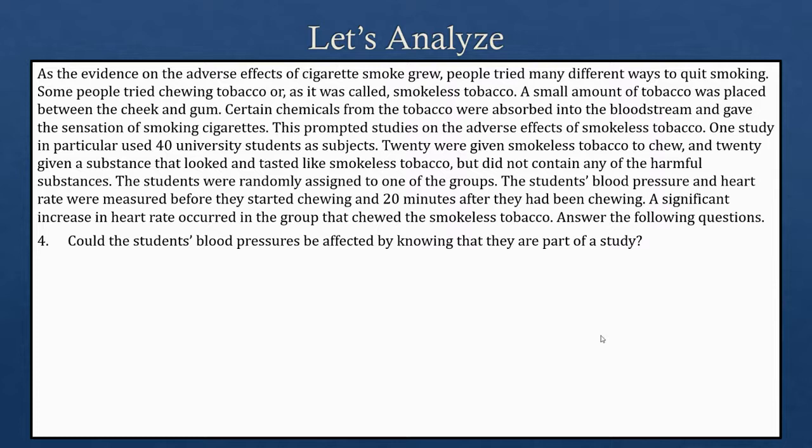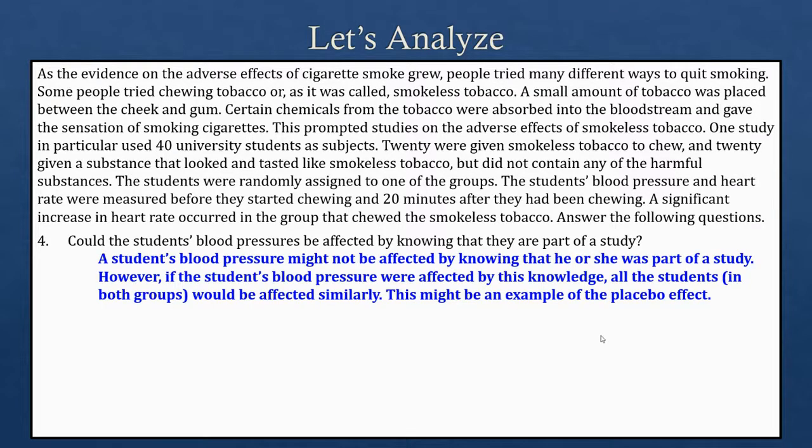So next up, could the students' blood pressures be affected by knowing that they are a part of the study? If you really think about it, blood pressure kind of goes up and down when you feel stress or you get worried about stuff. So in this case, a student's blood pressure might be affected by knowing that he or she was a part of the study. However, if the student's blood pressure were affected by this knowledge, all the students in both groups, whether they had the real chewing tobacco or not, probably would have been affected in a similar fashion.